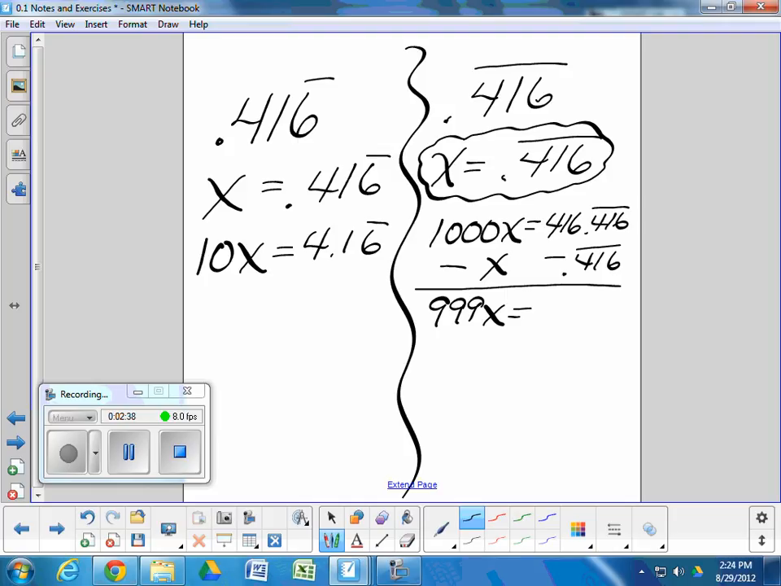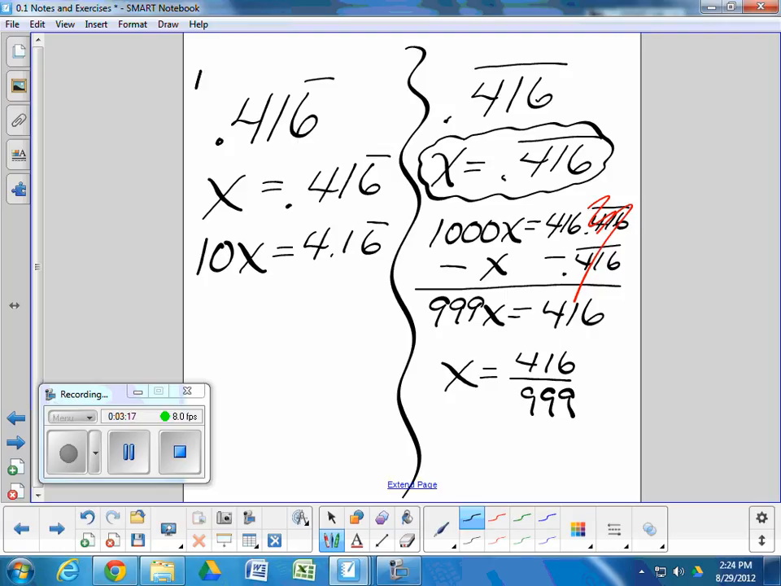What's 416.416 repeating minus the 0.416 repeating part? Just 416. This goes away, and you're left with simply 416. The repeating part cancels, and we're almost done. You would divide by 999, and you're done. Okay? 416 over 999. If you could reduce it, reduce it. If not, stop.